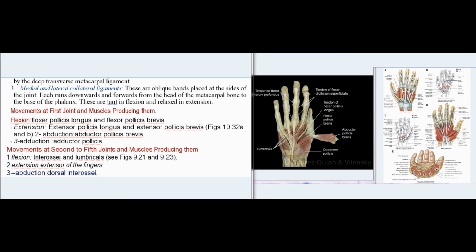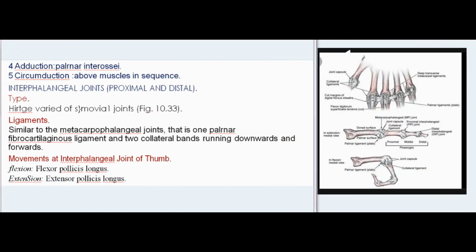Adduction: adductor pollicis. Movements at 2nd to 5th joints and muscles producing them. 1. Flexion, interossei and lumbricals, see Figs 9.21 and 9.23. 2. Extension, extensor of the fingers. 3. Abduction, dorsal interossei. 4. Adduction, palmar interossei. 5. Circumduction, above muscles in sequence.